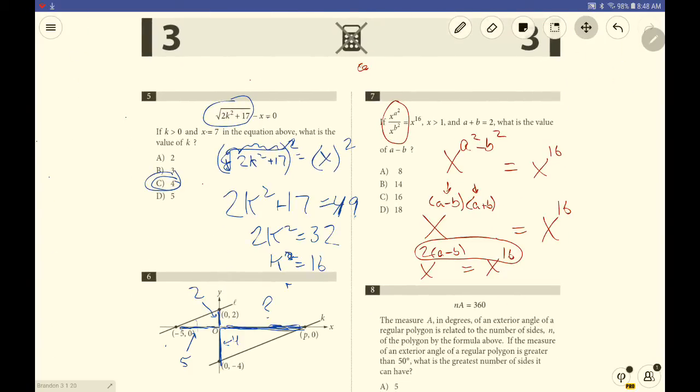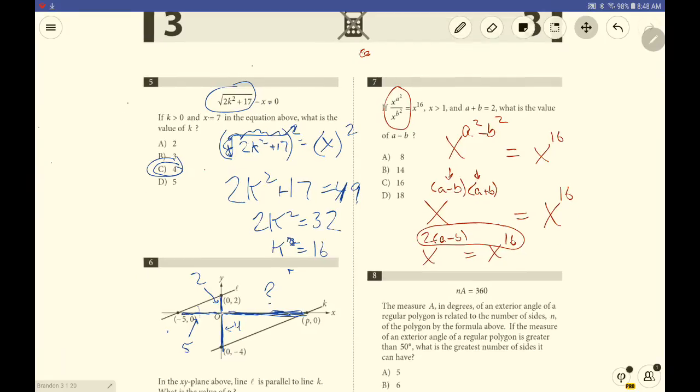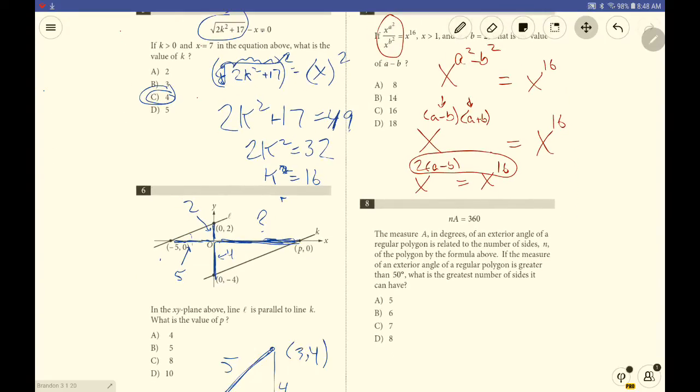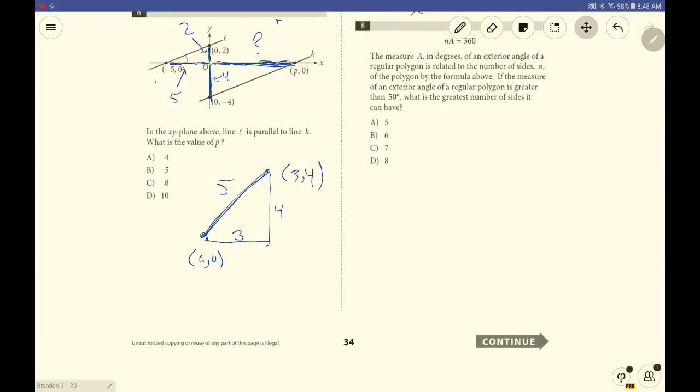We have this number 5, a square root problem. Put the x on the right, and you can square both sides. Number 6, look for similar triangles. And then we have combining exponents in number 7, and factoring that difference of two squares.